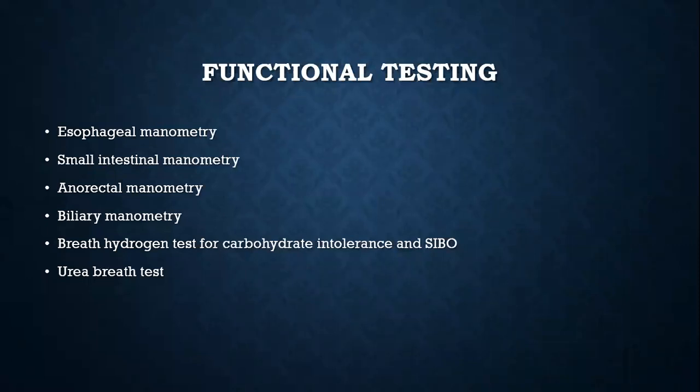Like esophageal manometry. I told you achalasia is a disease of esophageal motility. So to look at pressures within the esophagus, we use esophageal manometry. It can measure the function of the muscle in the esophagus. For small intestinal pseudo-obstruction, we can look for small intestinal manometry. Similarly, any patient complaining of constipation or fecal incontinence, we can look for anorectal manometry. Similarly, for biliary colic, we look for biliary manometry.